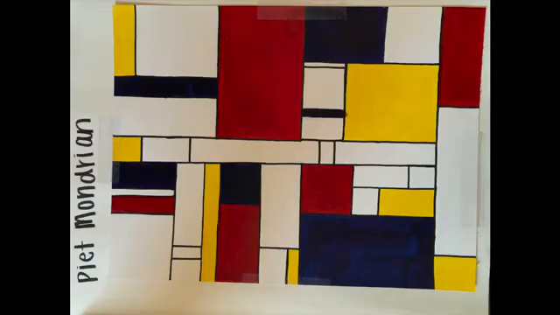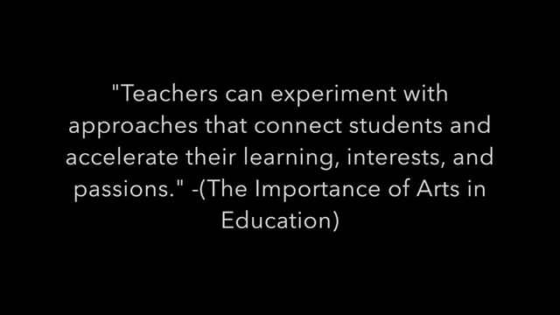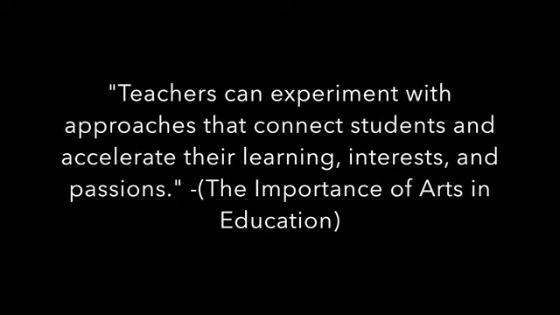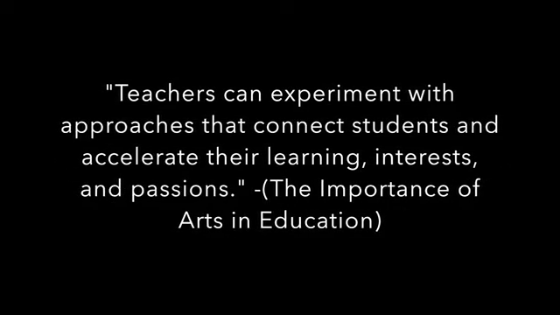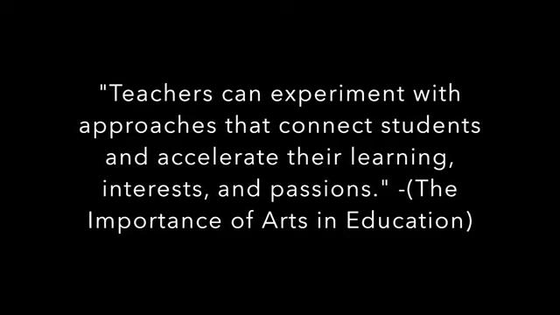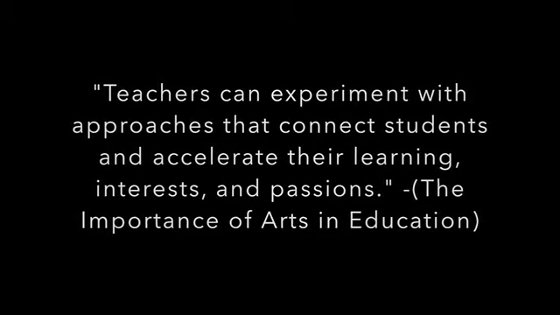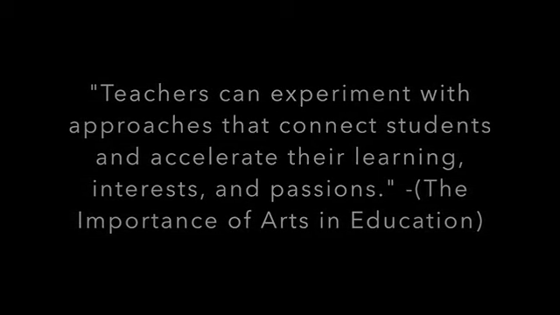In my Piet Mondrian painting, I feel like this could be used in another math lesson. You can have the students create the painting and then measure the squares and rectangles and have them find the perimeter and area. This supports the idea that teachers can experiment with approaches that connect students and accelerate their learning interest and passions. I feel like when reading that section of the article, it connected with what we were being taught in class.